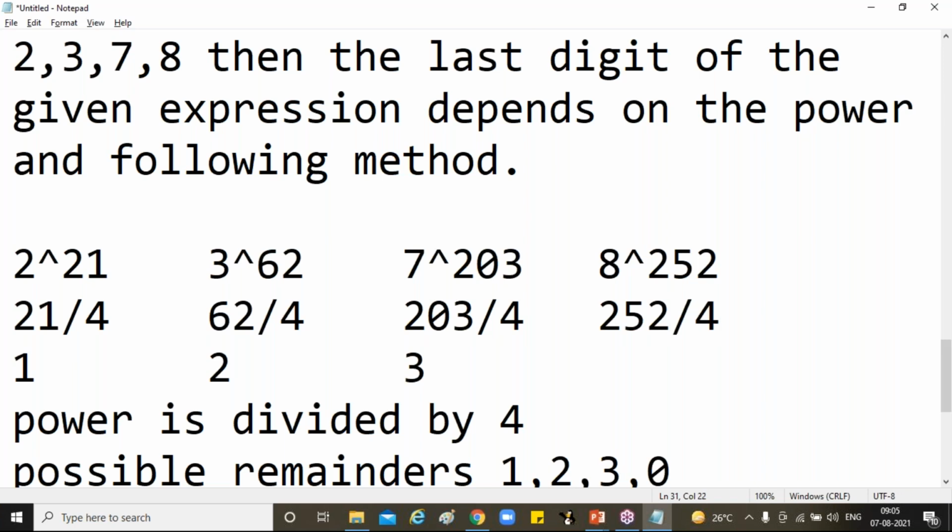252 by 4. I already said for 4 the divisibility condition is the last 2 digits. So 252 by 4. 4 13s are 52. So what is the remainder? 0. Good. The possible remainders are 1, 2, 3, 0.